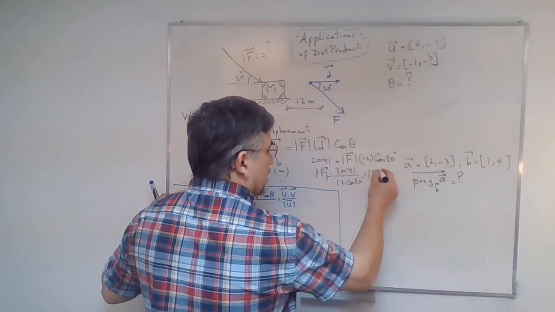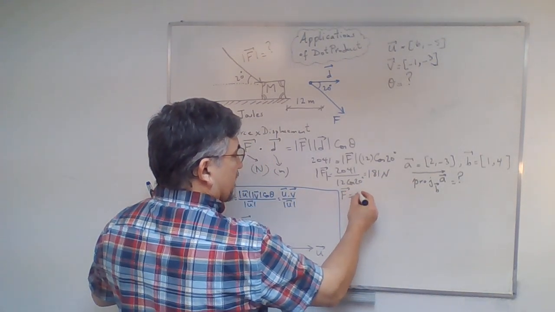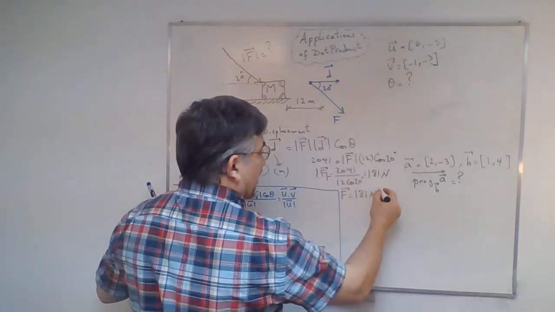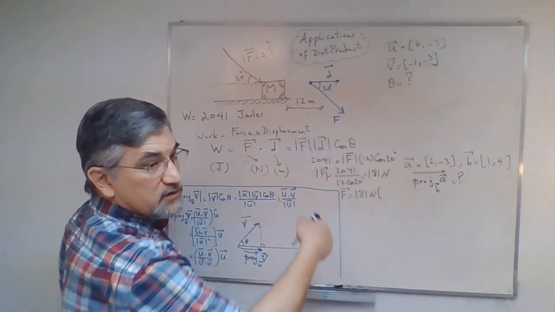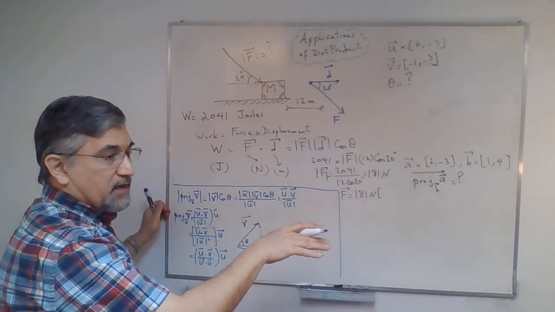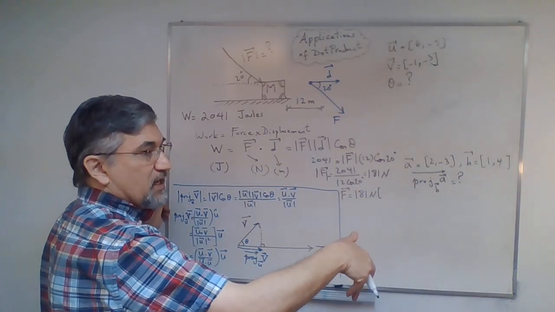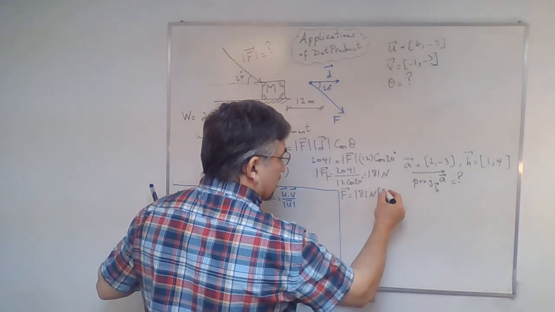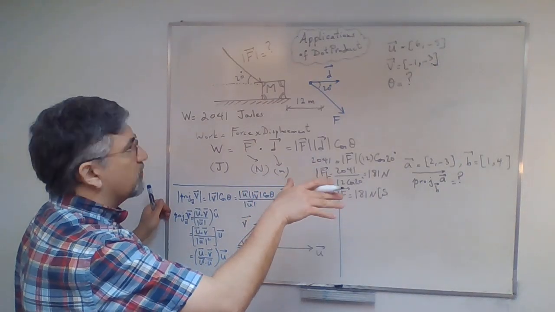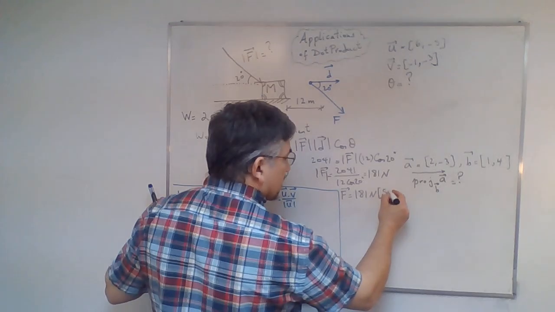Okay, 181 newtons. So that force is 181 newtons, and it is at a direction of 20 degrees with respect to the horizontal. So I should say perhaps east 70 degrees south, or I can say south. Yeah, no, I can say east 20 degrees south, I guess, right?